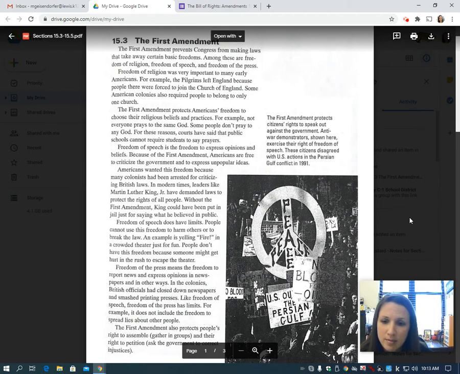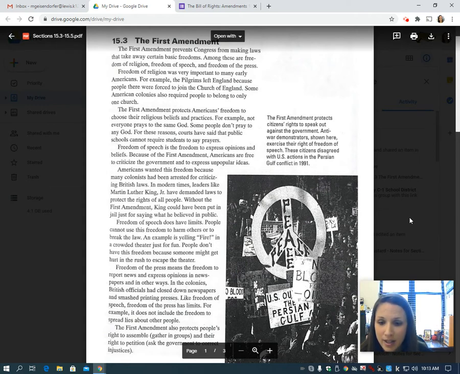Next, it goes on, freedom of the press means the freedom to report news and express opinions in newspapers and in other ways. In the colonies, British officials had closed down newspapers and smashed printing presses. Like freedom of speech, freedom of the press has limits. For example, it does not include the freedom to spread lies about other people. And a lot of times, if a newspaper makes a mistake, not even intentionally printing the wrong thing, someone catches them on it, they will print an apology and fix the mistake.